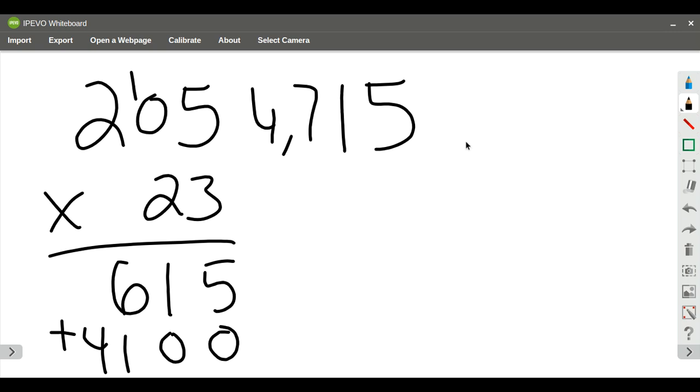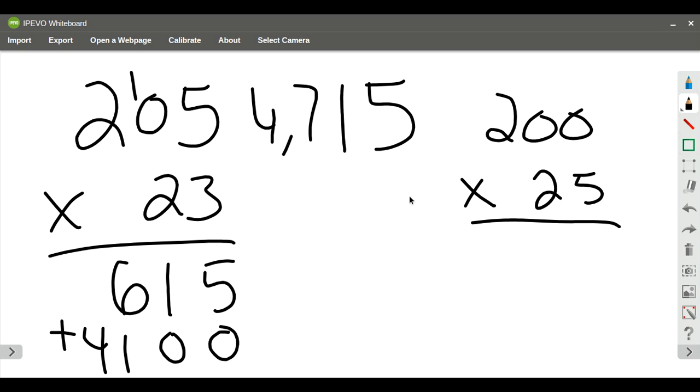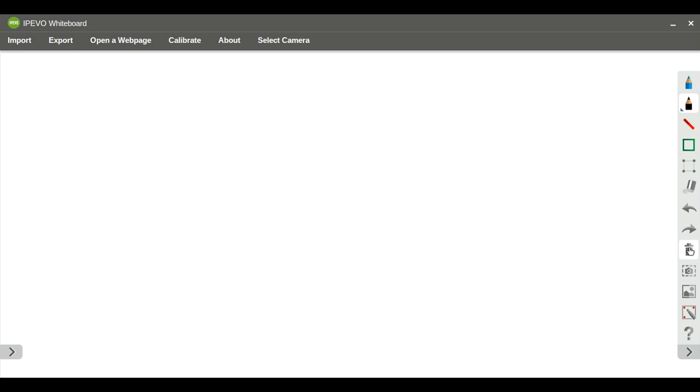Now, I did not do my estimation here to check my reasonableness, so I need to make sure that I do that step first. So I'm going to do 200, and I'm going to multiply that. I'm actually going to use 25 as a reasonable number just to see, because 23 is near 25. So 2 times 25 is going to be 50. And then I put my 2 zeros back on. So I have 5,000. 4,715 is near 5,000. It's a reasonable estimate.